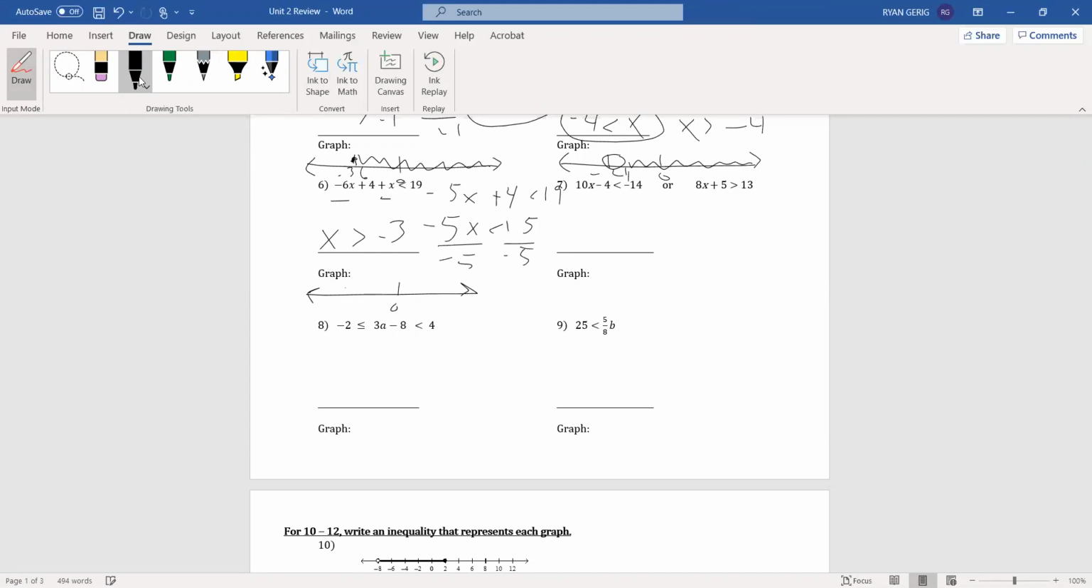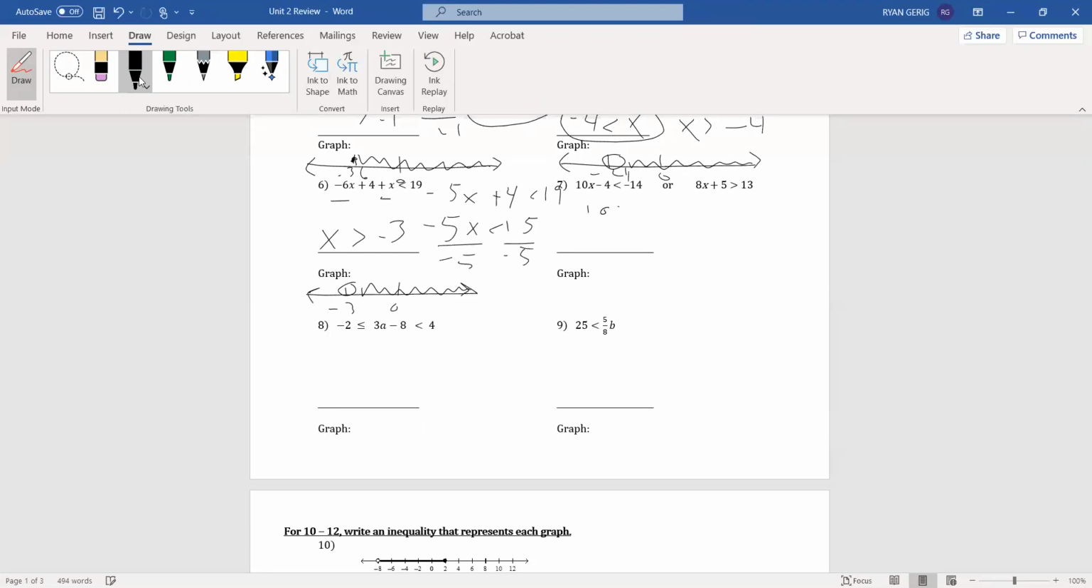So 0, -3, open circle again, and bigger than -3 is going to be to the right. It's just coincidence that they're all going to the right now. Okay, this one's got a little bit more to it. It's an or, so I'm going to run out of space. I know I am, but yeah, let's go ahead and get started.